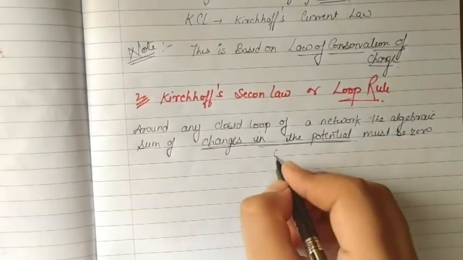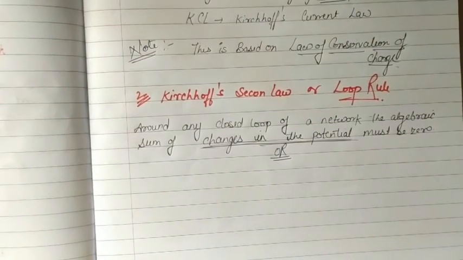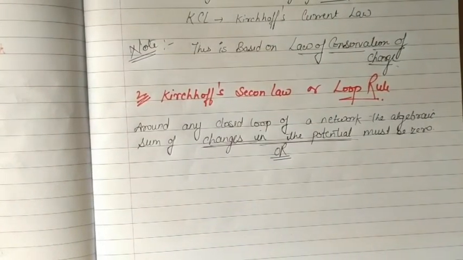Or we can also write it as: the algebraic sum of EMFs in any loop of a circuit is equal to the sum of products of currents and resistances in it. Now we are going to understand it step by step.